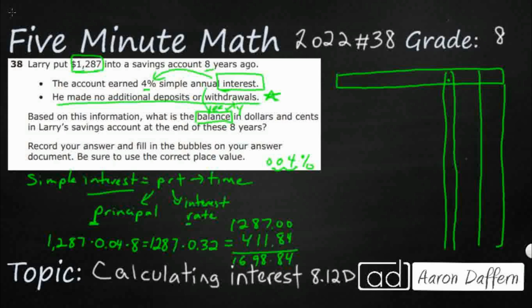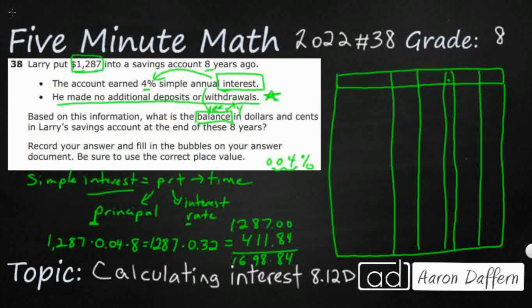You've got 2 digits to the right of the decimal. You've got 4 digits to the left of the decimal. I'm just going to kind of put the numbers up on the top and trust that you would know to bubble in the correct numbers underneath. So find your 1698 and your 84, and you are good to go. That is our answer, $1,698.84.